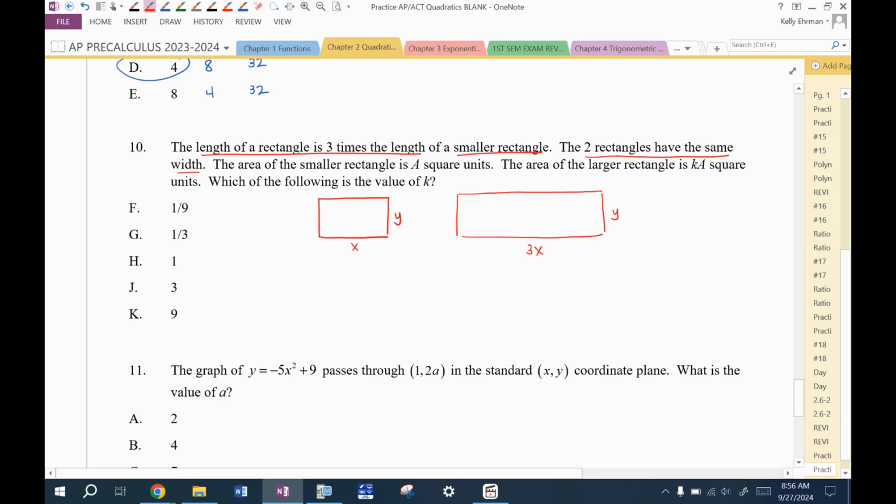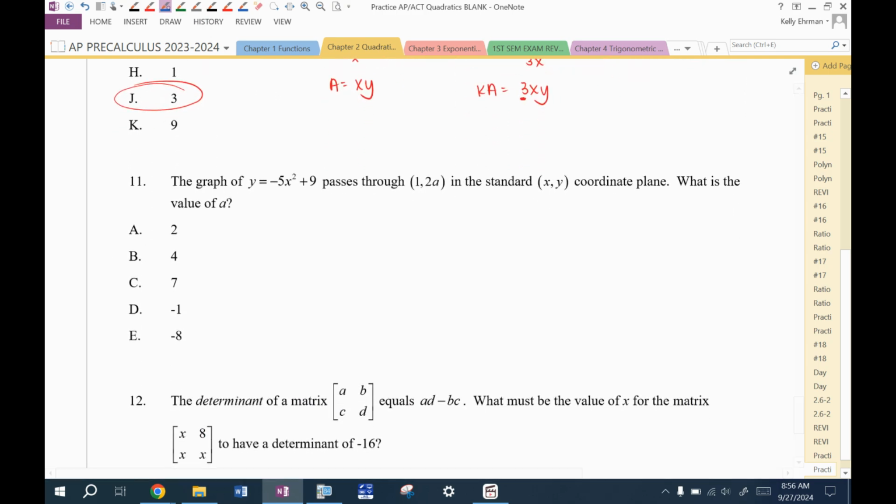The area of the smaller rectangle is A. The area of the larger rectangle is k times A. Which of the following is the value of k? So yeah, just what is A? A is equal to x times y. What's k times A? It's equal to 3x times y. And they're just saying what is the value? If A is xy, what number is in front of xy? It's just a 3.